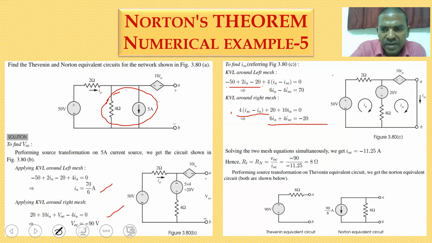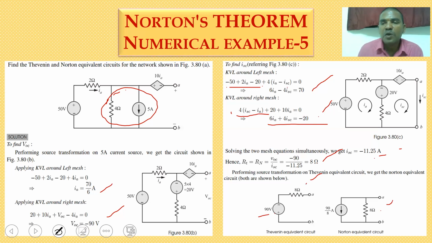So this is one equation, this is another equation, two equations, two unknowns. If you solve, finally you get the ISC value as minus 11.25. So RN or RTH is equal to VOC divided by ISC, minus 90 divided by minus 11.25. So finally you can get 8 ohms. So the VTH value is 90, the RTH value is 8 ohms. This is the Thevenin's equivalent circuit. They are connected in series. Then the ISC value is 11.25 or 90/8, and 8 ohms is the same as the RTH value.